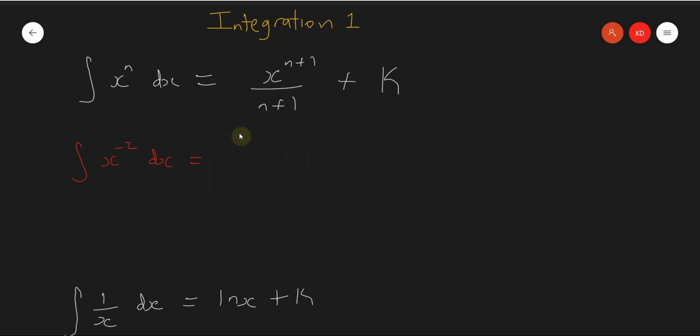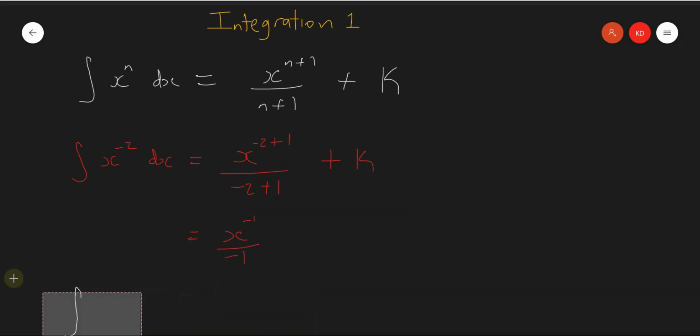So in solving this problem, we can follow this formula up here. It states that we add 1 to the power, so -2 plus 1, and then we simply divide by the new power, and we add our constant. So that's basically x to the -1 over -1, and that's basically -x to the -1 power. Or we can apply our indices knowledge and rewrite that as -1 over x. Either way doesn't really matter, it's the correct answer.